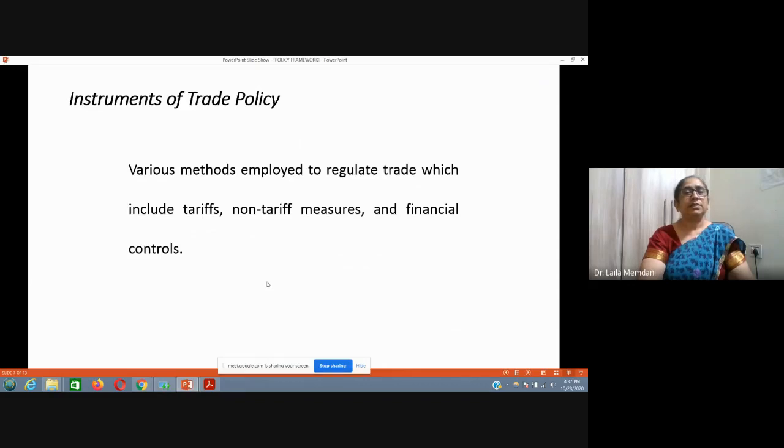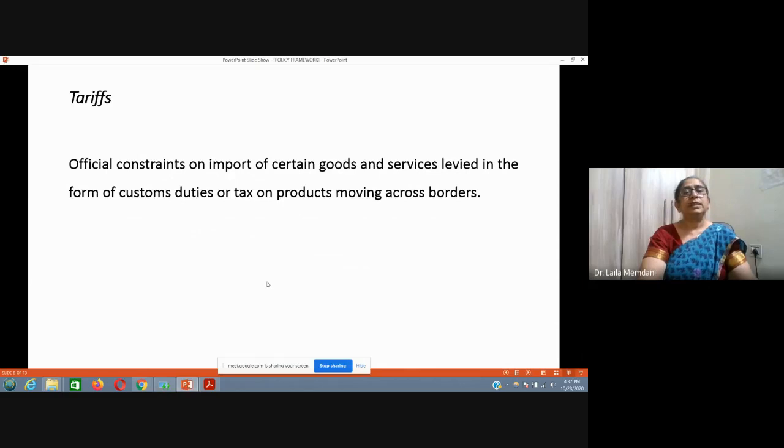Now, coming to instruments of trade policy, we have broadly two categories of measures: tariff and non tariff measures. And we can also talk of financial controls to make use of the trade policy, to implement the trade policy. Then what are tariffs? Official constraints on imports of certain goods and services levied in the form of customs duty or tax on products moving across borders. We can say mainly they are import and export duties, tariffs.